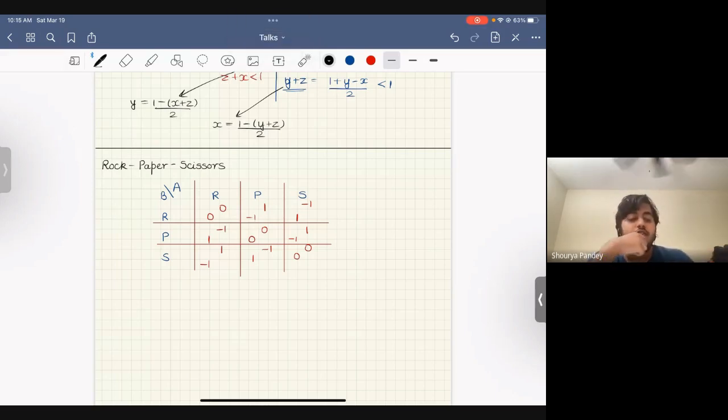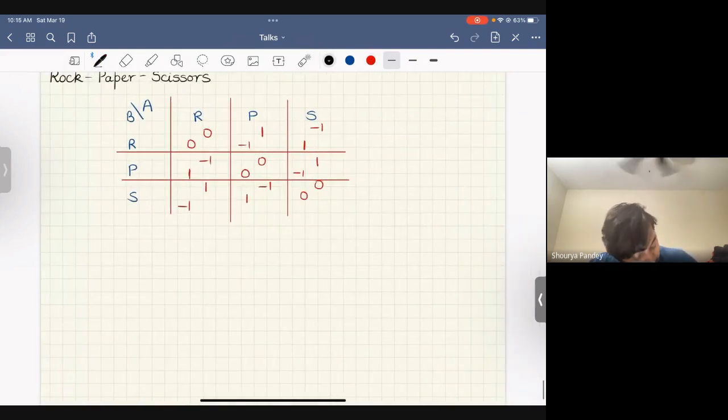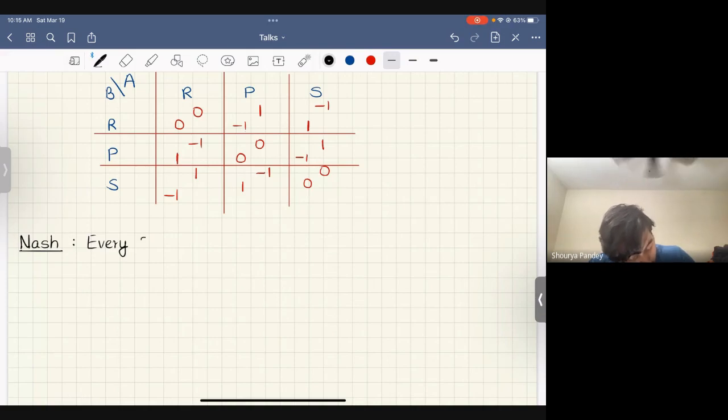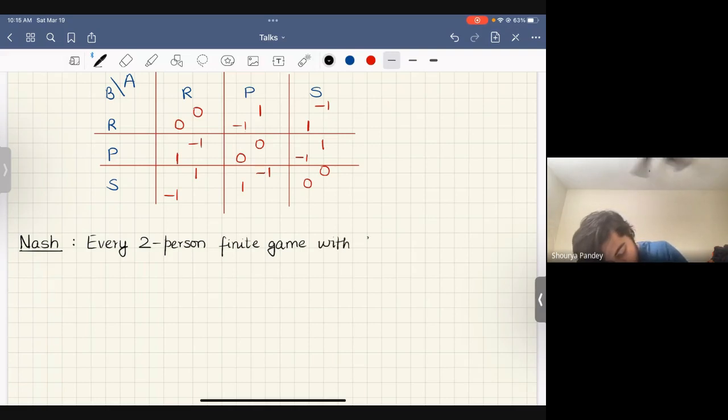That's just weird, right? Because there's a theorem by Nash, of course, that every, well, let's say 2-person finite game with finite strategies has a Nash equilibrium.